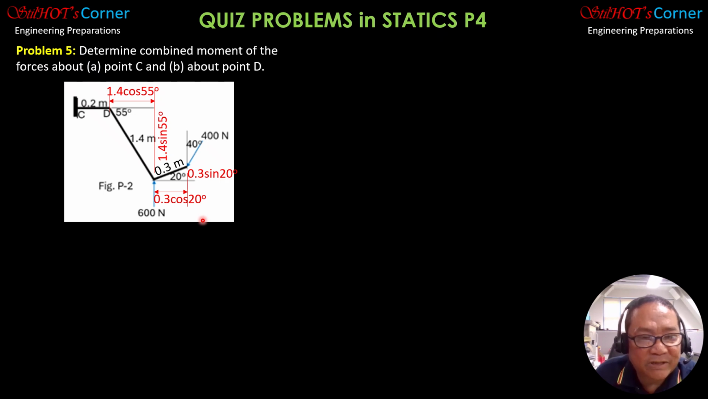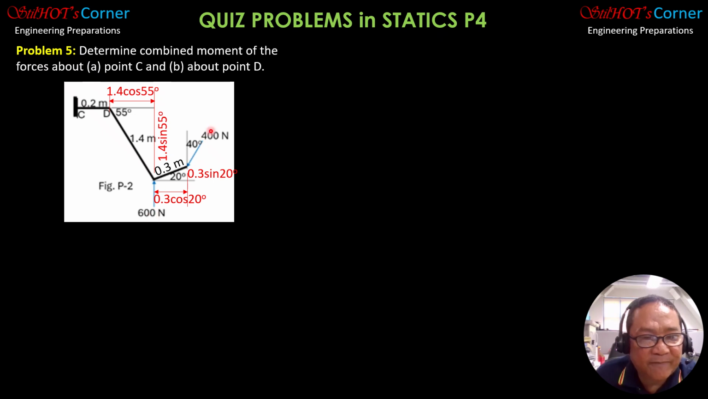So considering the sign convention that counterclockwise is positive as it follows the right thumb rule, the moment about C is equal to, so 600 produces counterclockwise moment about C, so that is treated positive.